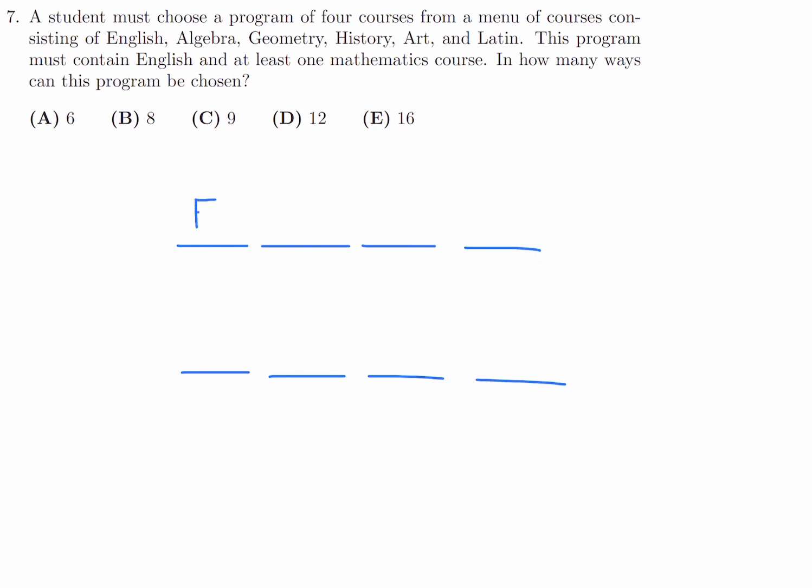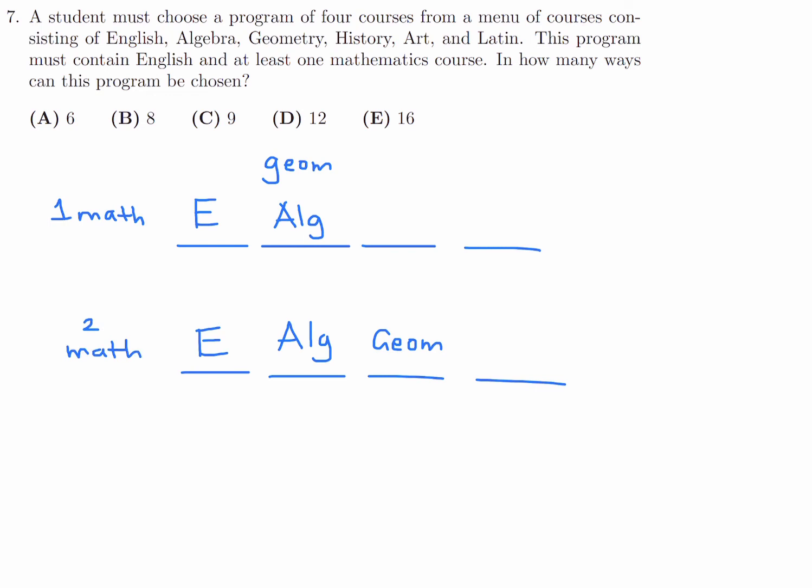So English is fixed. That has to be part of the program. So that is going to be there. But then I've got to choose at least 1 math course. So I can either choose algebra or I can choose both algebra and geometry, right? Or, for example, I could choose geometry here. But this is basically 1 math course, this program. This is 2 math courses, obviously. So there's only 2 scenarios.